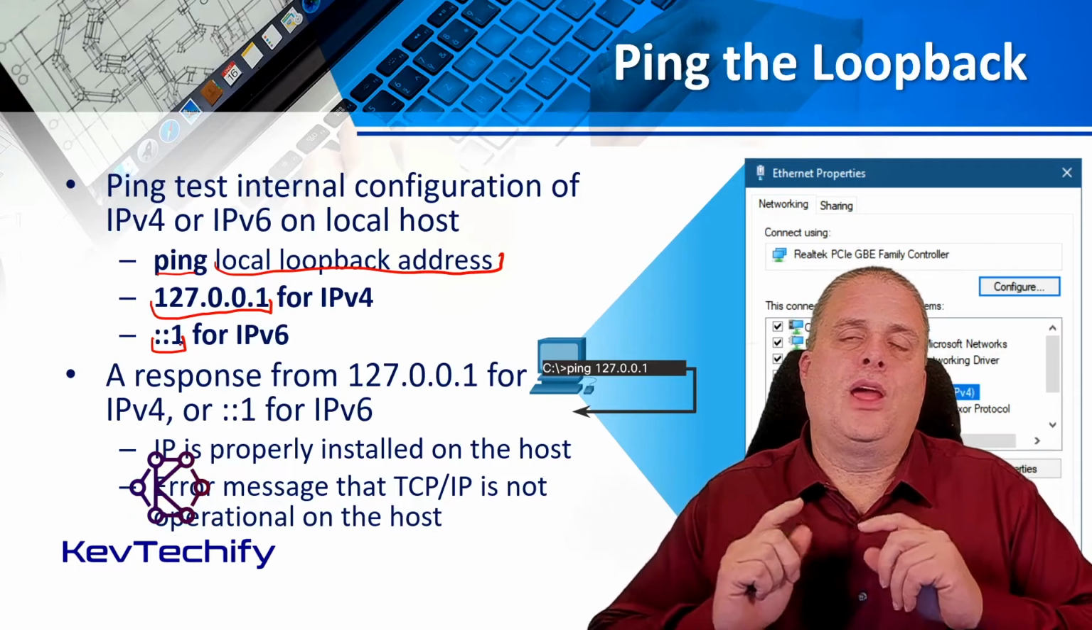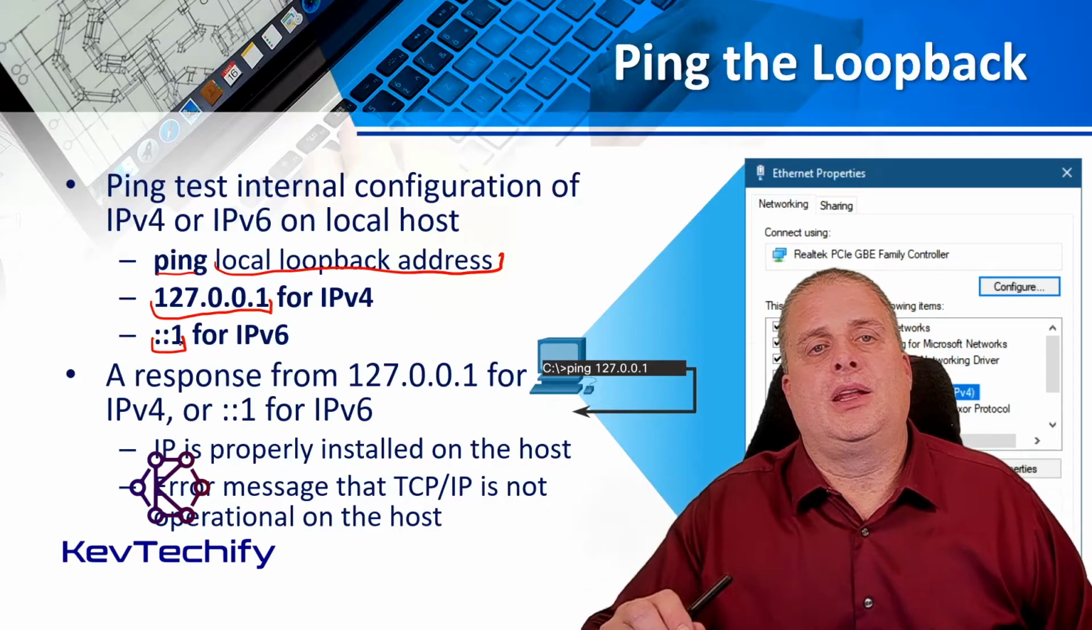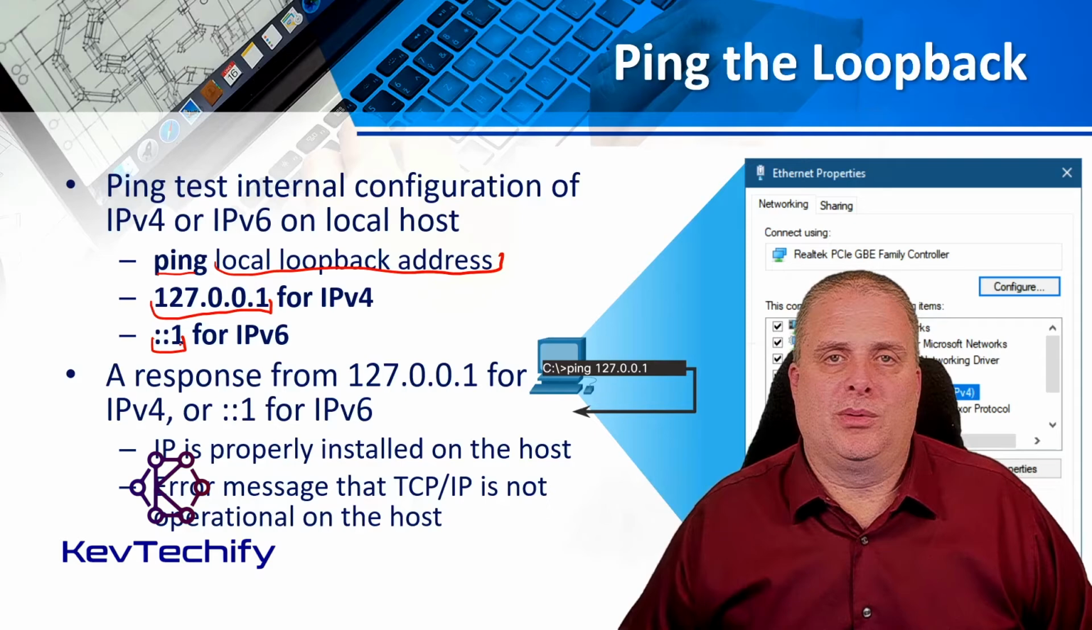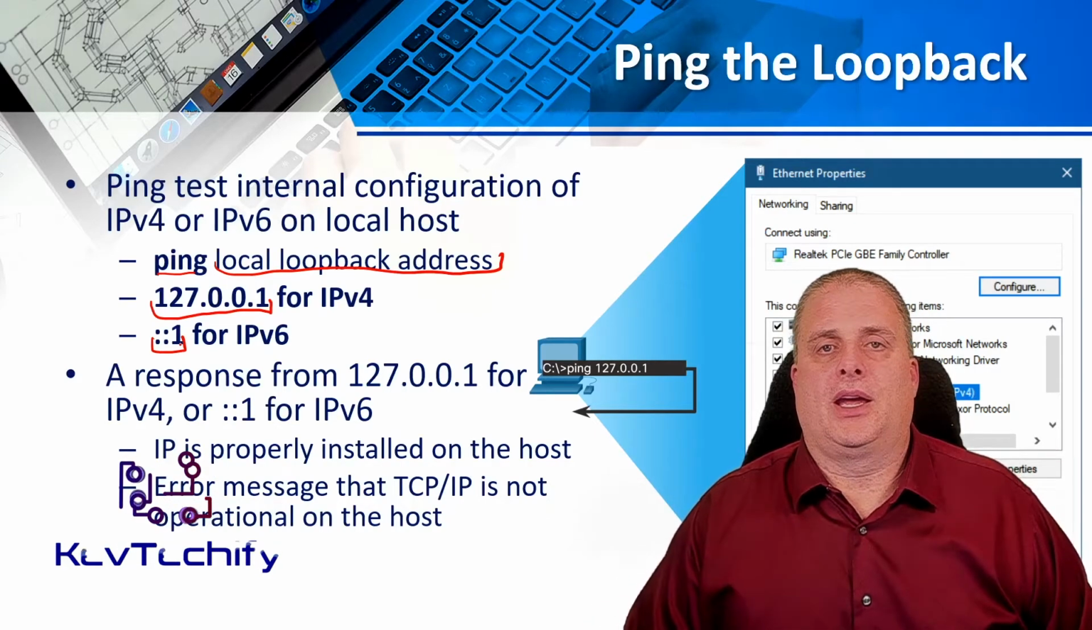Also, make sure that you have your layer 1 connection. Make sure that you have some sort of green or yellow light where you plug in that cable. You have to have that to get a reply back from your loopback address.